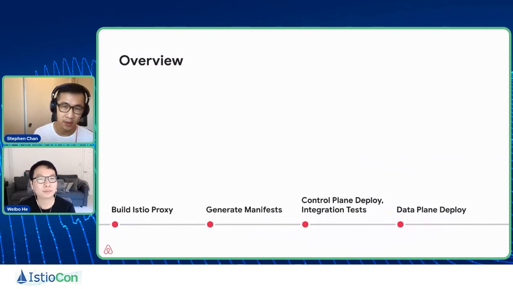Istio publishes 4 minor releases a year, and so far, there have been a lot of changes with each release. We upgrade soon after new minor releases, and as soon as possible after security releases. We aim to minimize toil and catch operational safety issues as early as possible in the upgrade process. And we break this process down into 4 main steps. First, we build the proxy, then we generate Istio manifest files, then we do control plane deployment and integration testing, and finally, data plane deployment.